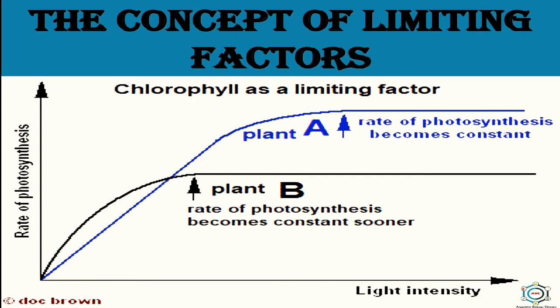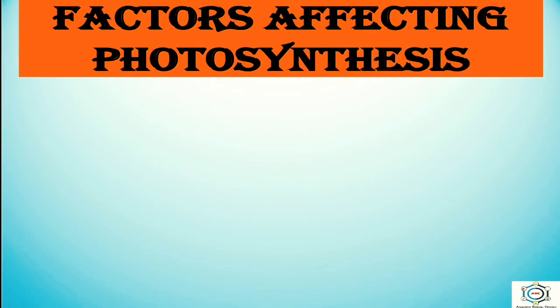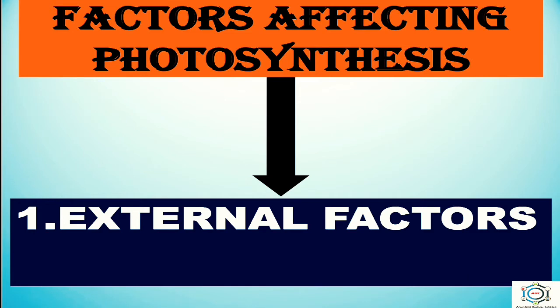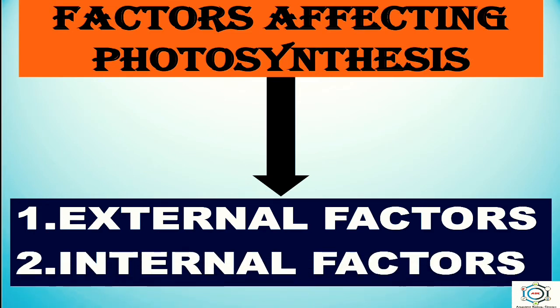So, after this is all about the concept of limiting factor, which is also known as Blackman's law of limiting factor. Now, factors affecting photosynthesis. So, what are the factors which affect the process of photosynthesis? The rate of photosynthetic process is affected by several external and internal factors. So external factors, which are known as environmental factors, and second is internal.